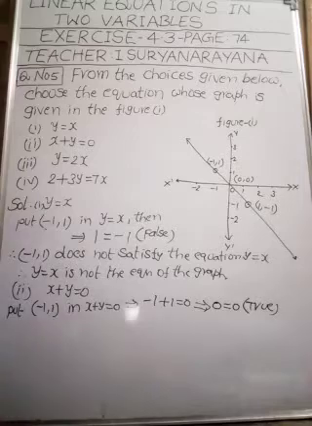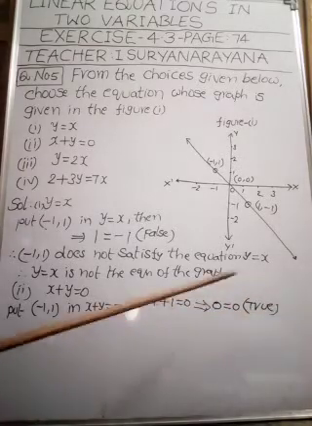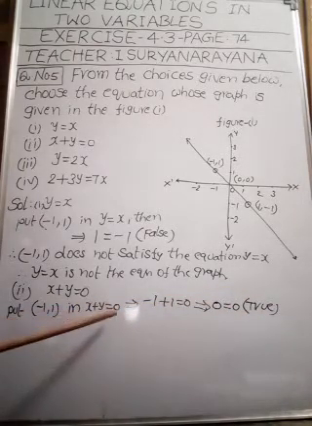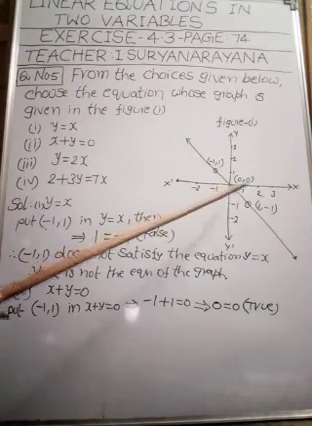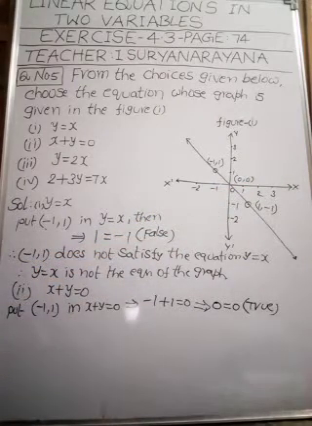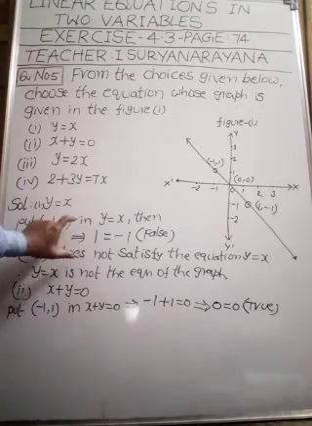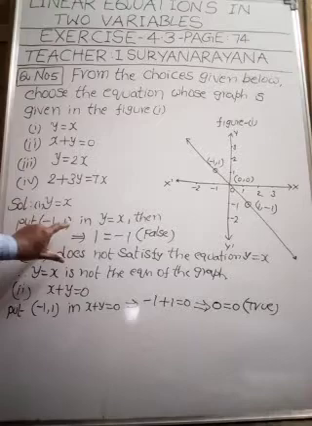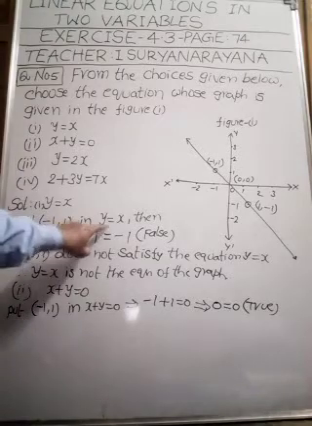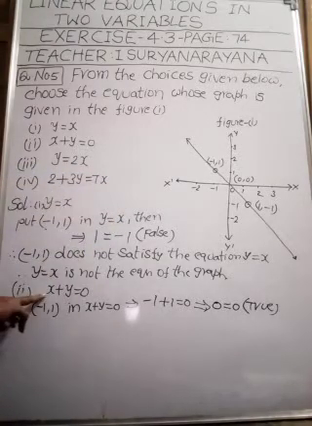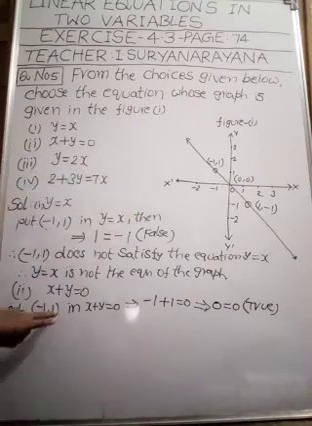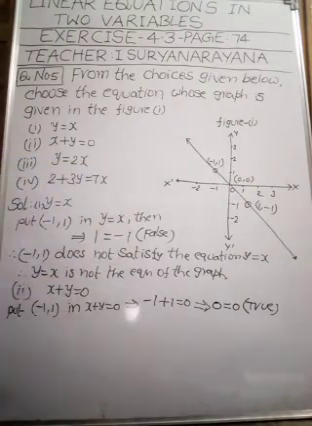True statement. So this point is satisfying this equation. Now let us take another point. Okay, my children, here we have stopped at this point only because this point is not satisfying this equation. That is why we have decided this is not the equation of the graph. But here in this case, the first point is satisfying the equation. So let us take the second point.